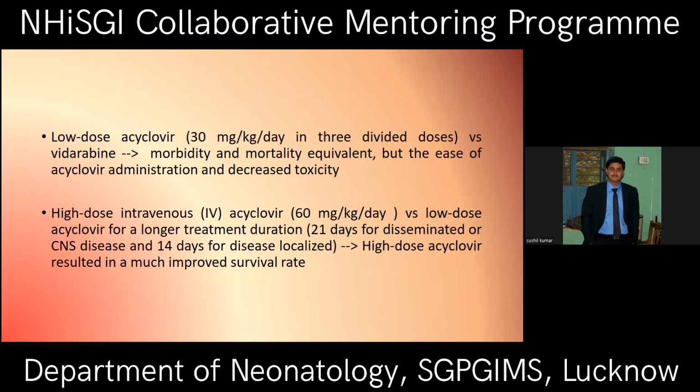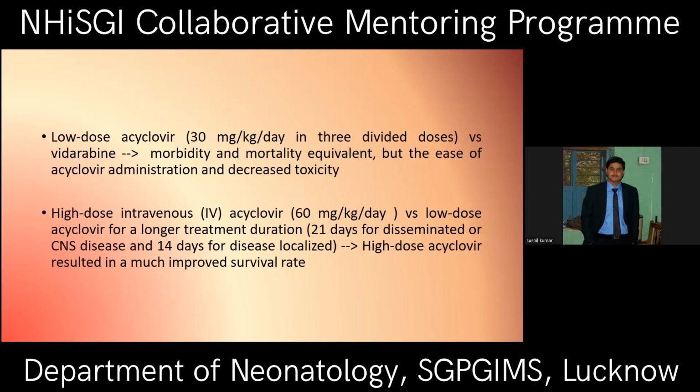Initially we began with low dose acyclovir therapy, that is 30 mg per kg per day in 3 divided doses, versus vidarabine. In this comparison, it was found that morbidity and mortality were equivalent, but the ease of acyclovir administration and decreased toxicity made acyclovir the favorable therapy.